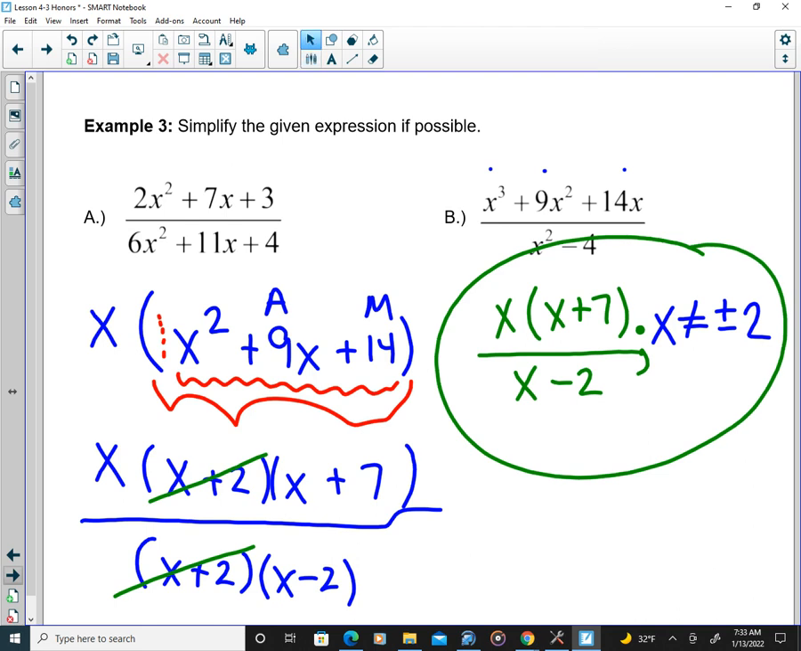So again, I'm going to have you upload a clear picture of your work. Make sure it's clear, so I can read it and grade it.